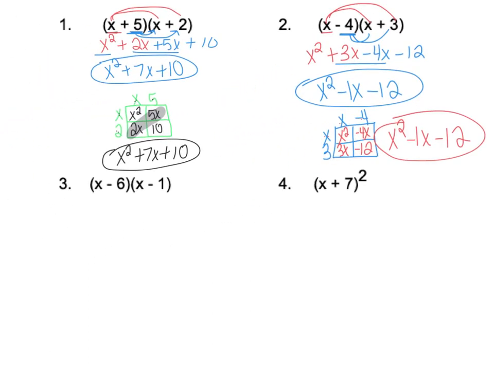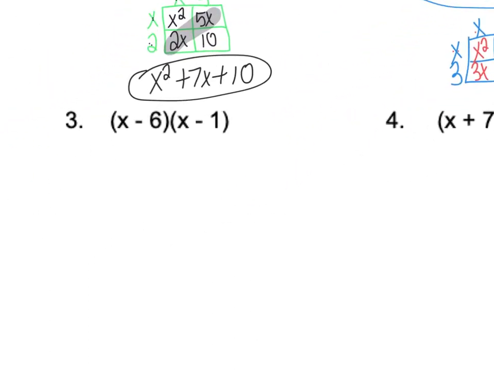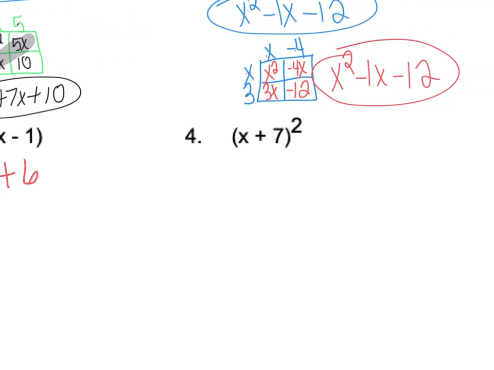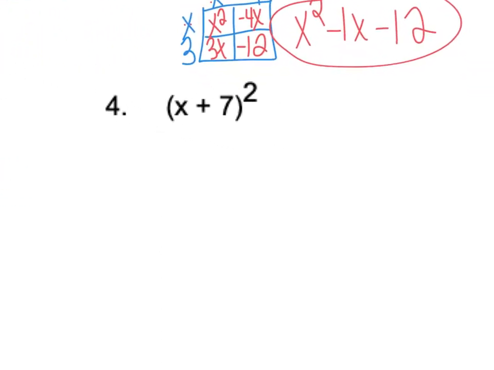So let's take a look down here. Number 3 is going to be the exact same idea. If you want to pause the video and work whichever way makes more sense to you, when you get done, you should get x squared minus 7x plus 6. So if you want to pause and try either the double distribution FOIL method, or if you want to try the box method on your own, go ahead and try that. And then the last one here, I just wanted to point out that x plus 7 squared is not just x squared plus 7 squared, which is not just x squared plus 49.